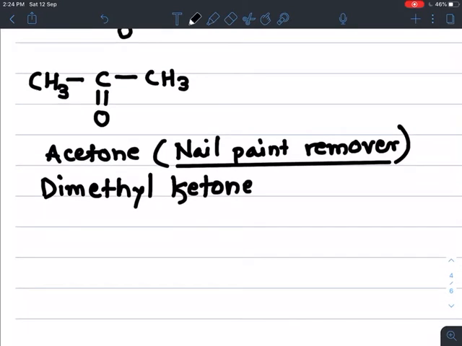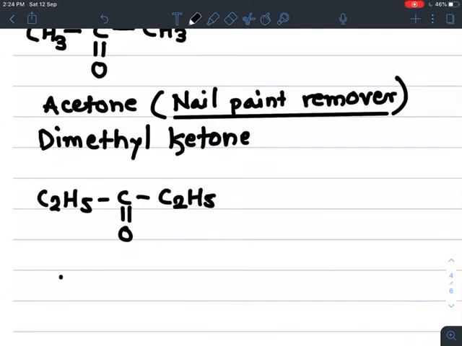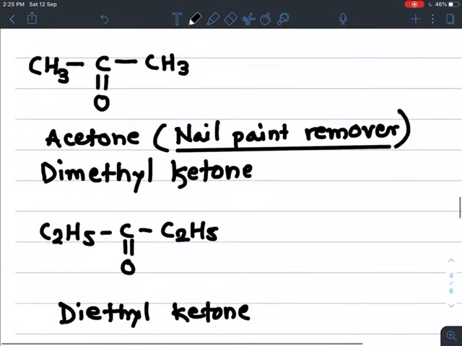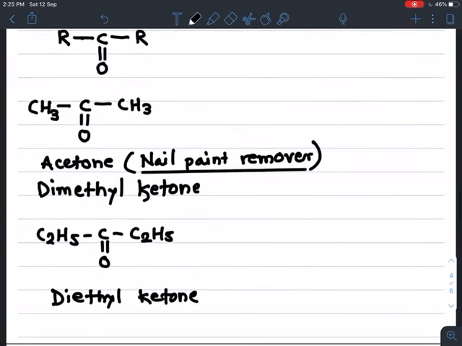Now one more example. Instead of methyl, if we take an ethyl group, C2H5 CO C2H5, two ethyl groups are attached on both sides of the CO group. The name of this compound is diethyl ketone. Diethyl ketone is also a simple or symmetrical ketone. So these are some examples of simple or symmetrical ketone.